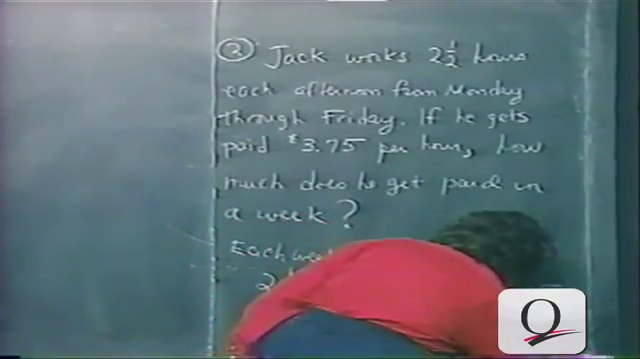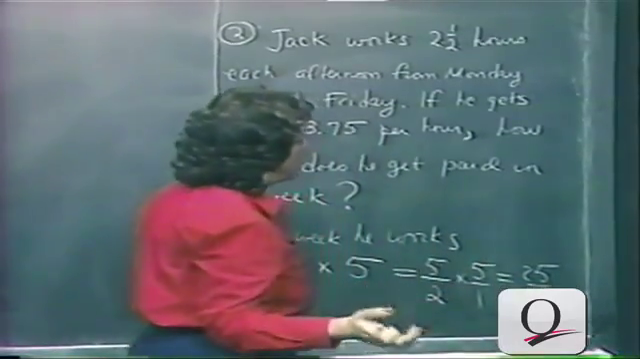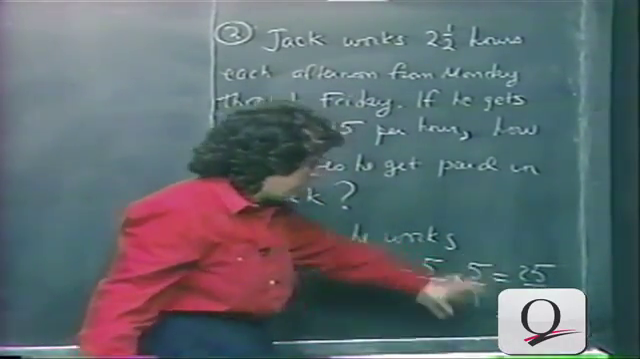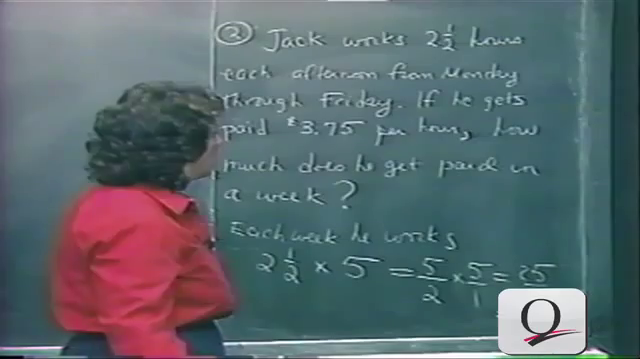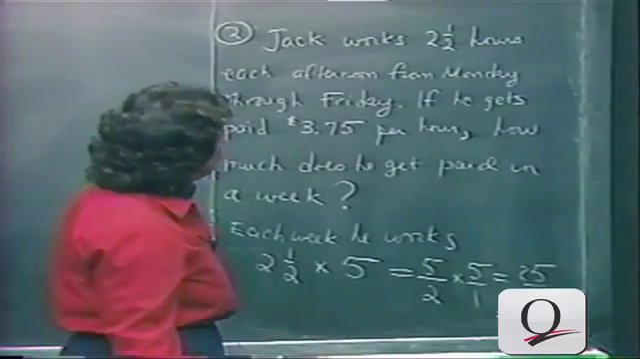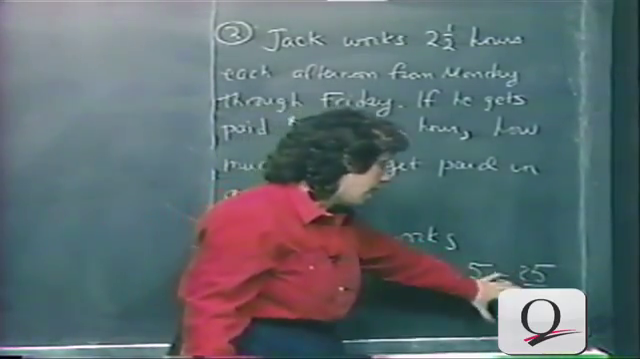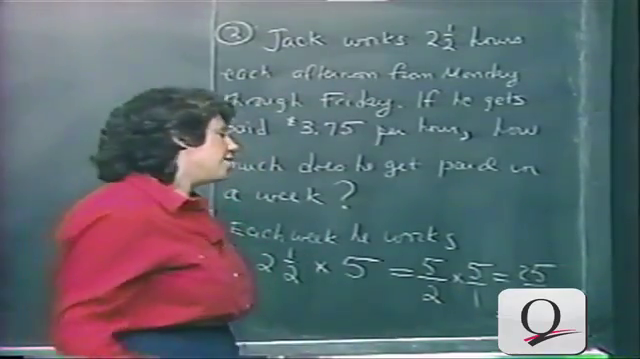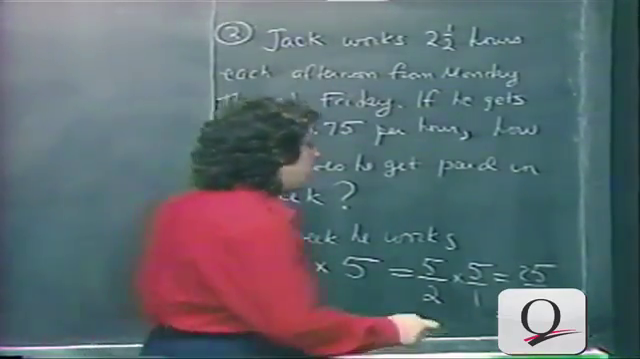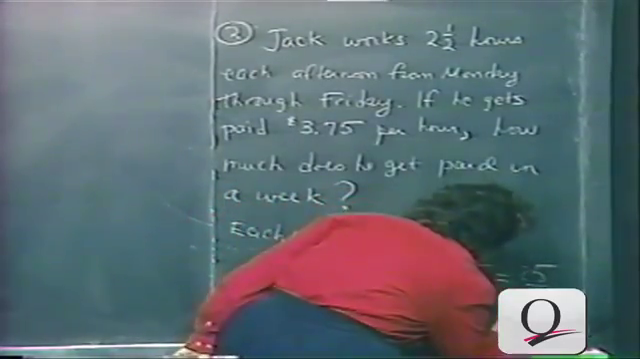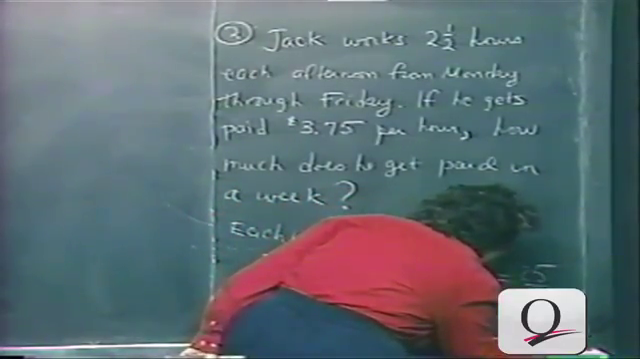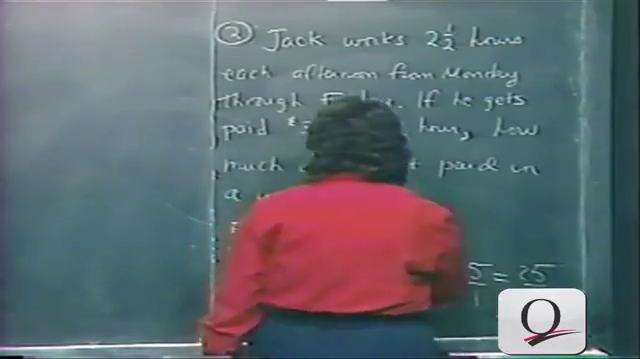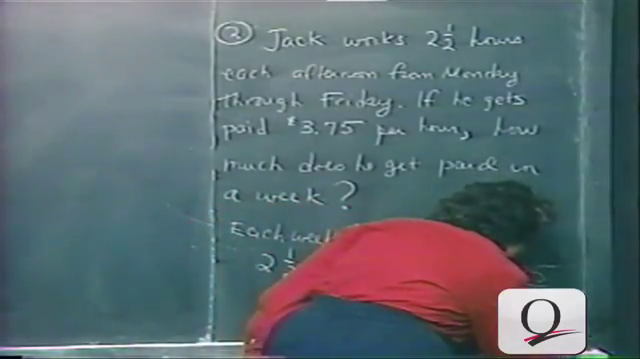of 25 halves hours, people sometimes ask, when should I leave it as an improper fraction? When should I change it to a mixed number? Very often in word problems, you want to write it as a mixed number. If someone says, how many hours a week are you working? You generally don't say 25 halves hours a week. You would say 12.5 hours per week. Each week he works 12.5 hours.